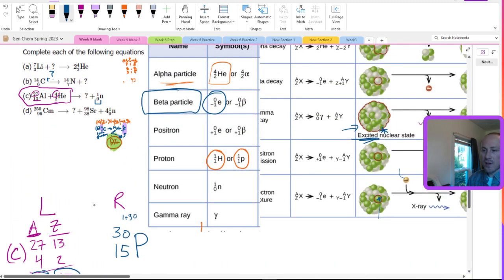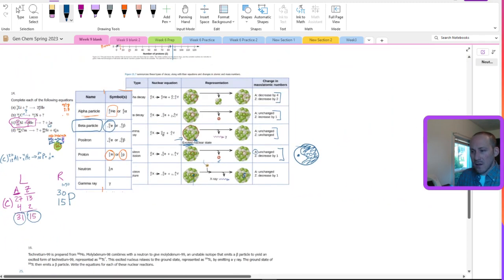So that complete equation, to make it not look terrible, for C, write it better, we have aluminum 27 plus an alpha particle, which is a helium nucleus, becomes phosphorus 30 plus a neutron. There's C. All right, one more of these, and then we'll keep doing more of stuff.